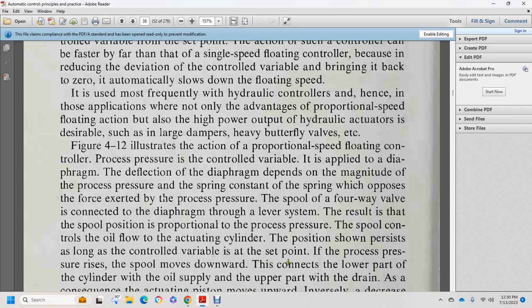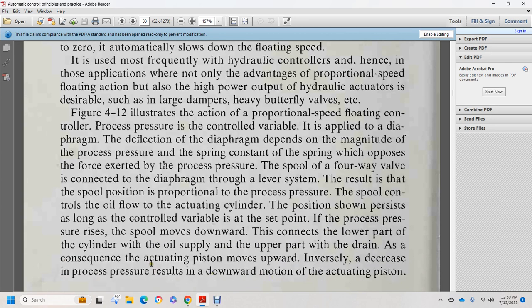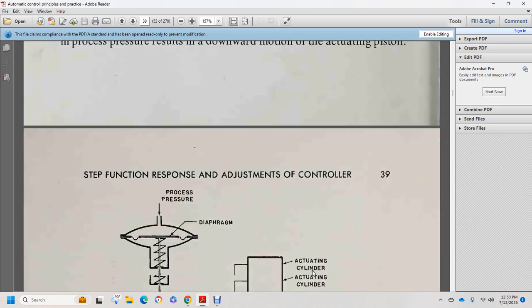The spool moves downward and connects the lower port of the cylinder to the oil supply and the upper part to the drain. As a consequence, the actuating piston moves upward, inversely with the degree of the process pressure, resulting in the downward motion of the actuating piston.